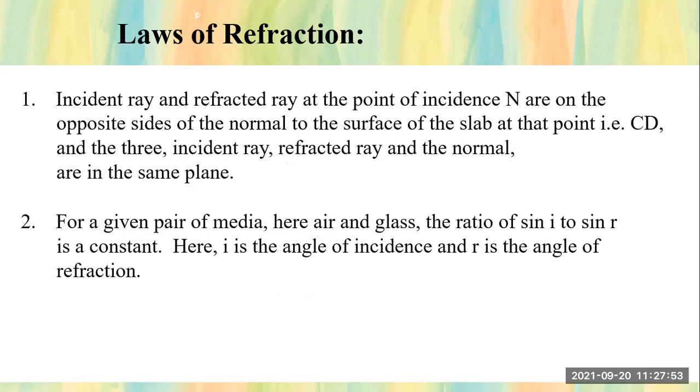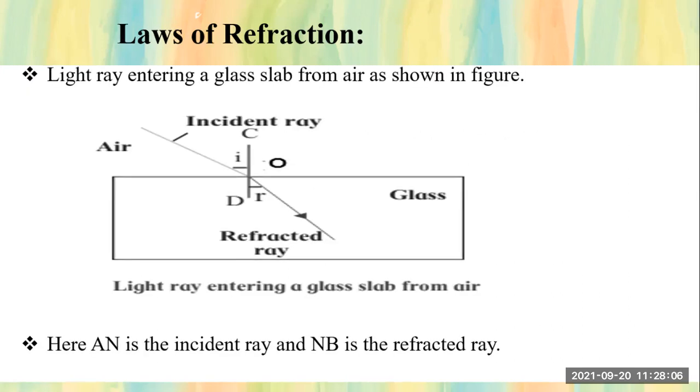Okay, now see the three. What are the three things? Incident ray, refracted ray and the normal, they all are in the same plane. This normal, this incident ray and this refracted ray, all three are in the same plane. This is the first point that the law of refraction wants to tell us, that all these three things are in the same plane. This is the first point.